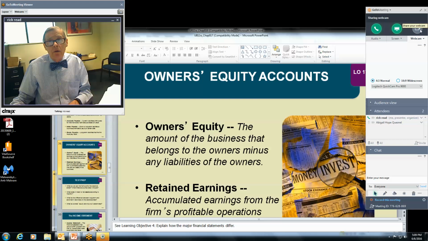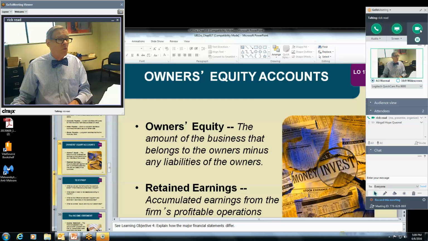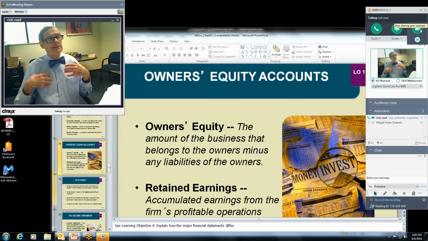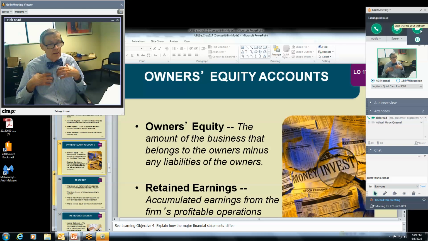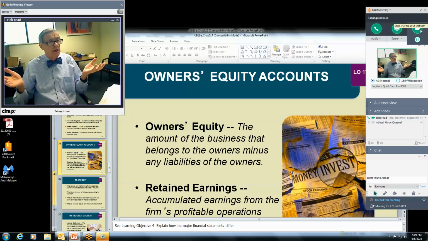Owner's equity, we talked about this before, but that is how much of the business belongs to me as the owner minus any liabilities I have. And retained earnings is what it says. What I've accumulated from profitable operations and I, the business owner, have put into my pocket, or maybe returned to the business.